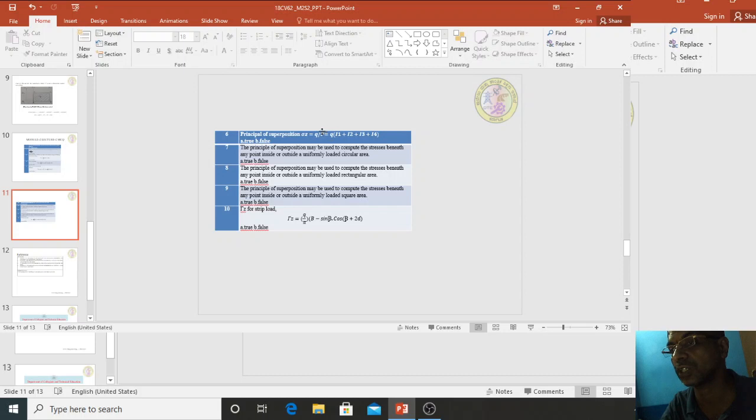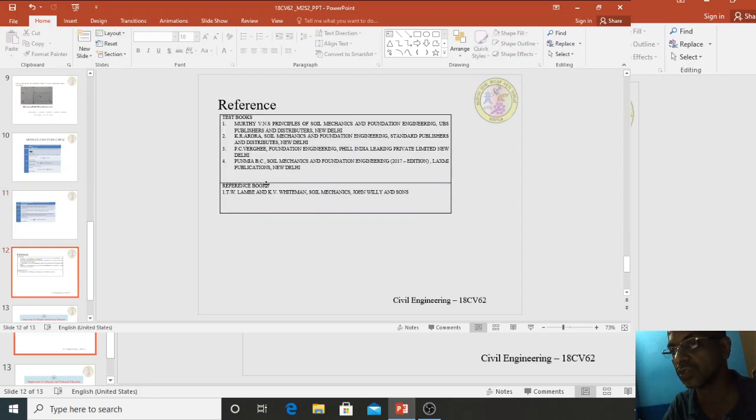Principle of superposition, Q divided by, that is false. The principle of superposition used to compute the stress beneath any point inside or outside a loaded area, that is true. The principle to compute the stress beneath any point outside or inside a loaded rectangular area. The seventh one is circular, they have given that, therefore it is false. The rectangular is given, the eighth one is true. The principle of superposition is used to compute the stress beneath any point inside or outside a uniformly loaded square area, this is also false. Sigma z for strip footing, the equation given should have a plus, therefore it is also false. So these are the references that we used to prepare this material.